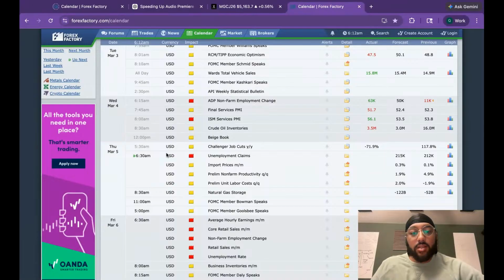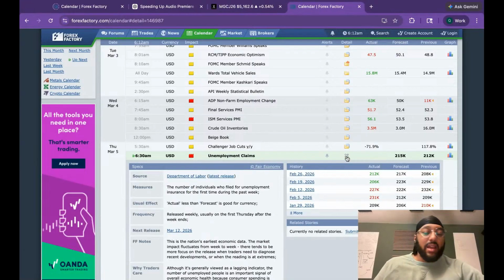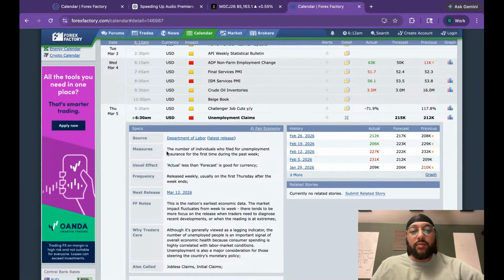Again, nothing crazy today. Just the one orange folder, unemployment claims, which drops weekly. So its impact on a week in, week out basis is never super drastic. But again, this folder is the number of individuals who filed for unemployment insurance for the first time during the past week. Actual less than forecast is good for currency. That's our indicator on how to read and interpret these numbers over here.